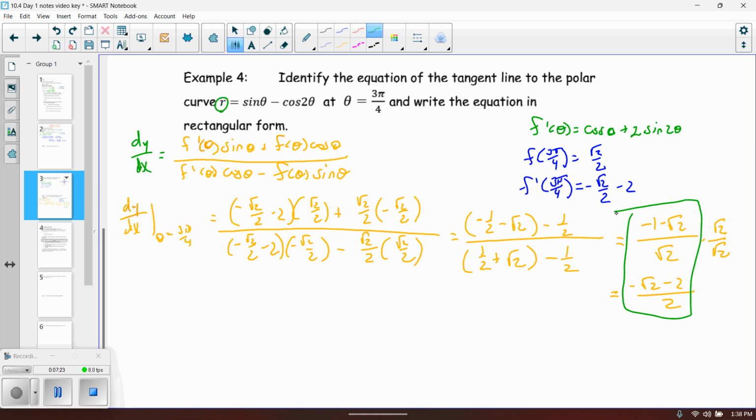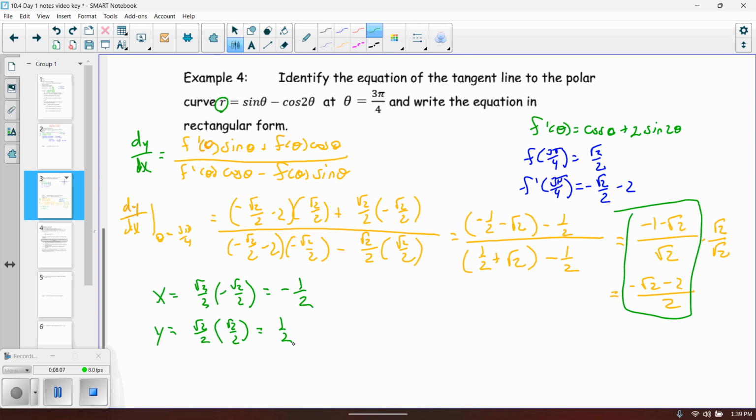We still do need, however, x and y. So this is where the converting from polar to rectangular comes in handy. Remember that x is r cosine theta. We've already figured out r to be square root of 2 over 2 times the cosine of theta, cosine of 3 pi over 4, once again, was negative root 2 over 2. So that's going to give us negative 1/2. And then y is r sine theta, so again, root 2 over 2, times the sine of theta, which is also root 2 over 2. So that's positive 1/2.